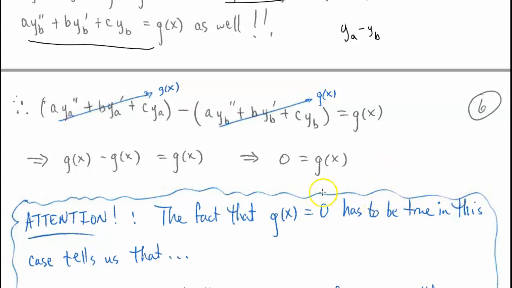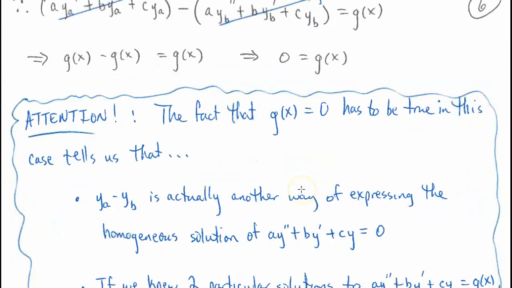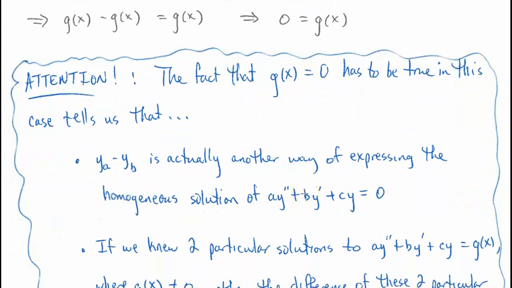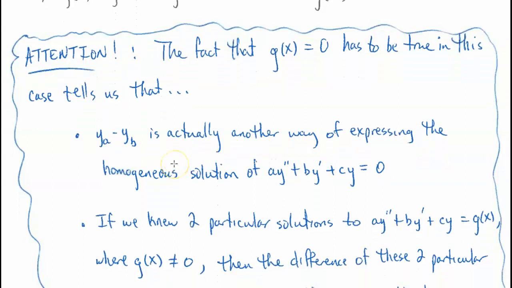But the thing that is really special about what we've just done is that we've actually done a little bit more than that. What we've shown here is that if I have two particular solutions, and they are distinct solutions to that particular differential equation, then the difference of those two functions will actually act as a homogeneous solution, okay?